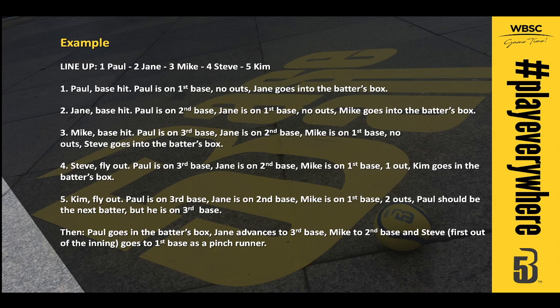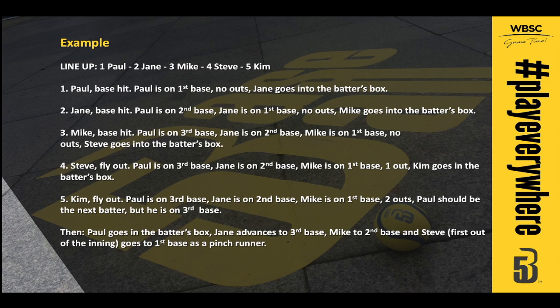Mike goes into the batter's box next. Mike records a base hit. Paul is on third base. Jane is on second base. Mike is now on first base, and there's still no outs. So the bases are loaded, and Steve goes into the batter's box. Steve flies out for the first out of the inning. Paul's still on third, Jane's still on second, Mike's still on first.